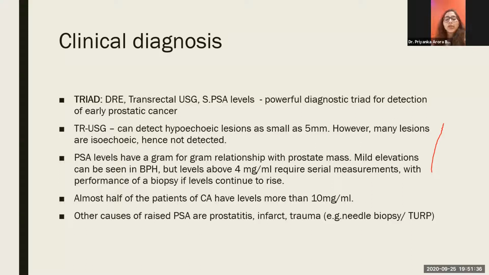Anyways, let's continue. PSA levels have a gram for gram relationship with prostate mass. Mild elevations can be seen in BPH, but for levels above 4 milligram per milliliter, you require serial measurements and performance of a biopsy if levels continue to rise. Almost half of the patients with carcinoma have levels more than 10 milligrams per milliliter. So at more than 10 milligrams per milliliter, you should go for a biopsy.